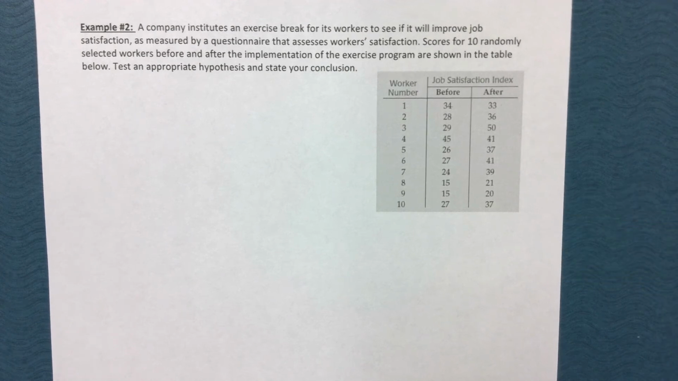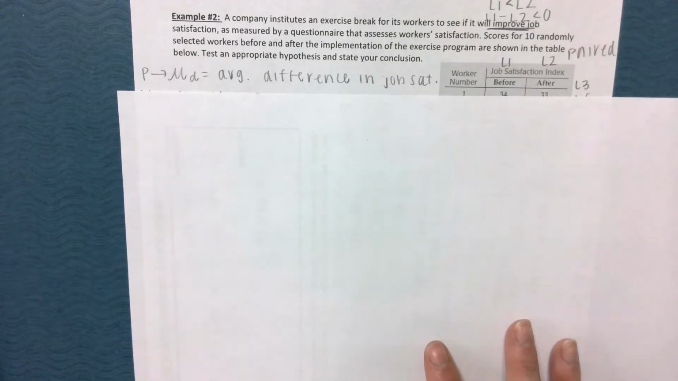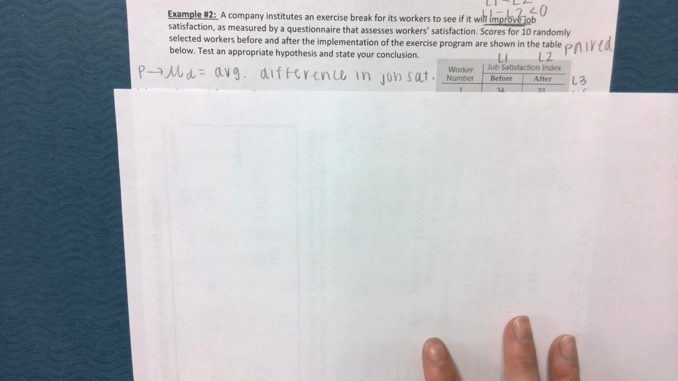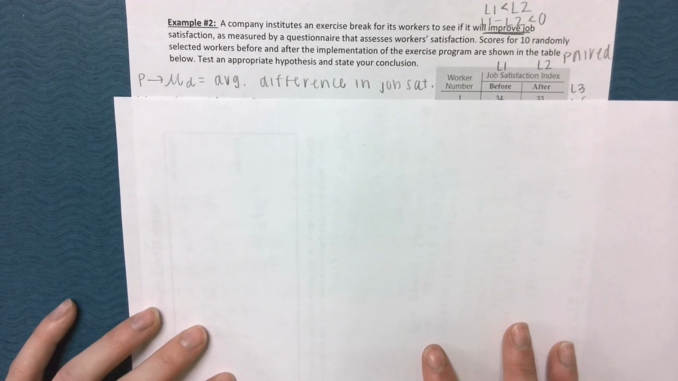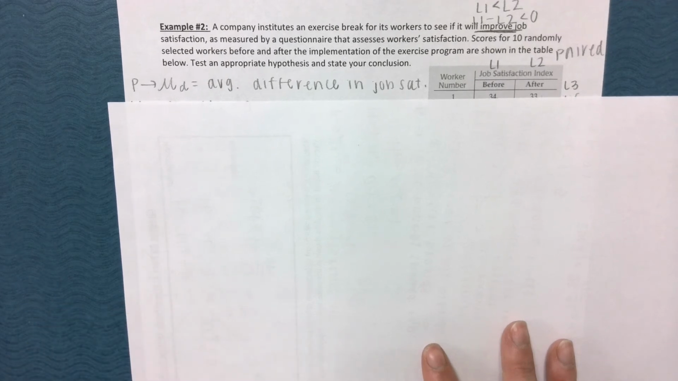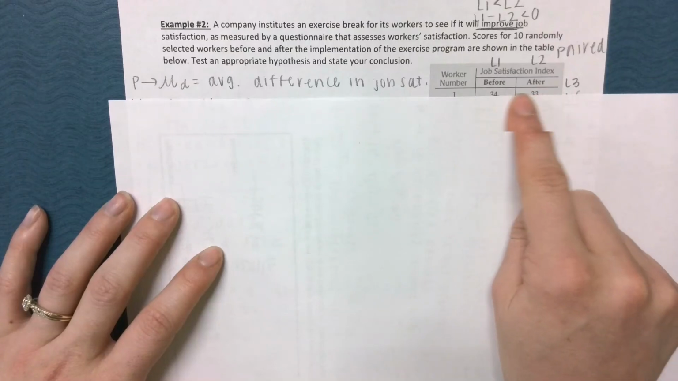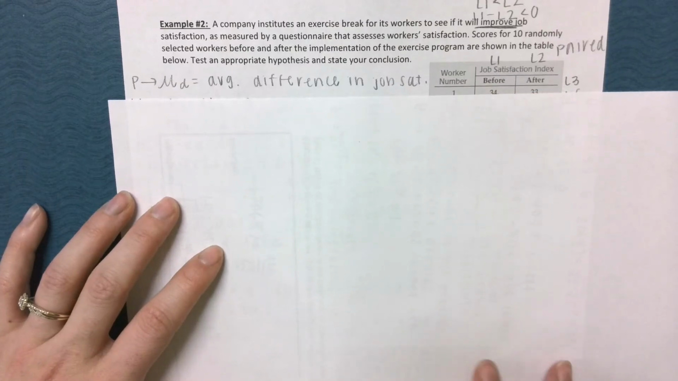Okay, I want you guys to pause your video, give this problem a try. After you've tried the problem, go ahead and press play, and I will go ahead and show you my answers. All right, I'll go through my answer for example 2. For P, I said that mu sub D is the average difference in job satisfaction. This is definitely paired data since the two values correspond back to the worker number.